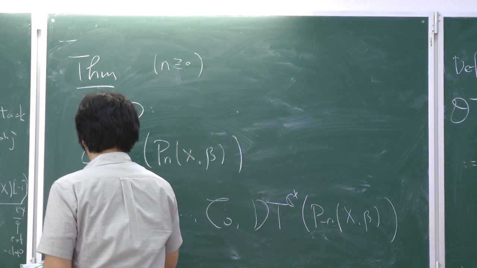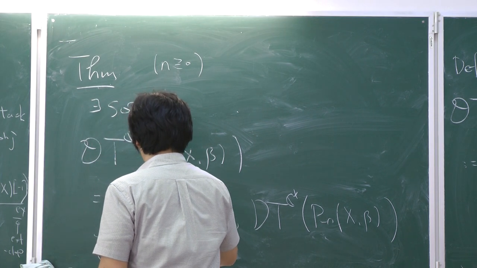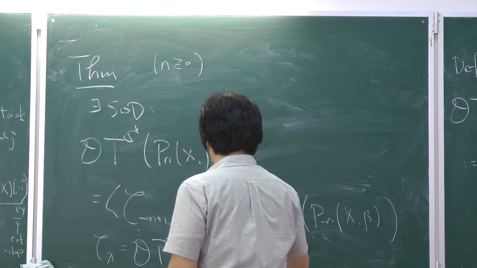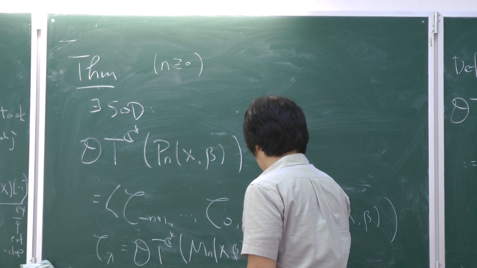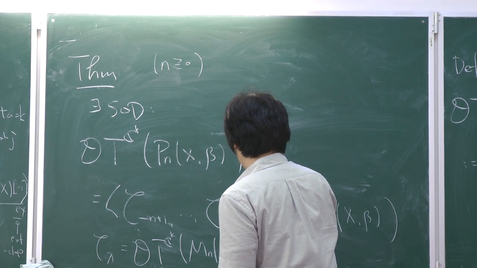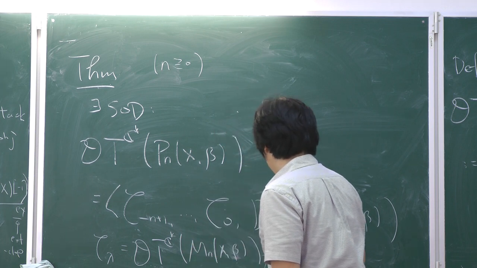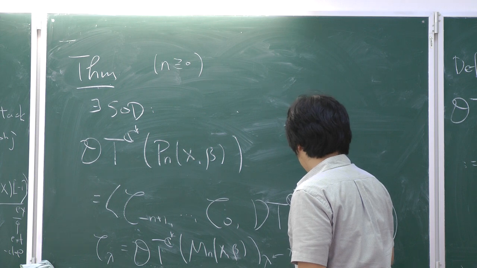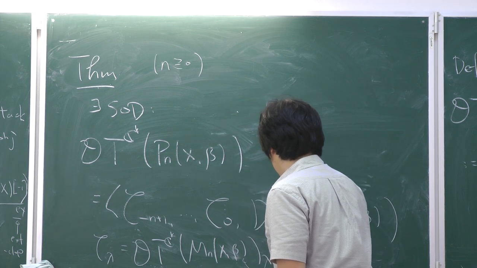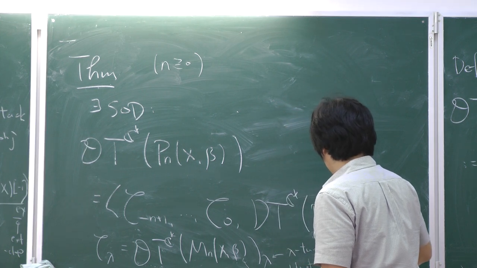And each C_lambda is also a categorical DT theory of the compactly supported moduli space of one-dimensional sheaves, but with some twisting, which I didn't explain. There is a certain twisted version of categorical DT theory. And this is the moduli space of one-dimensional stable sheaves.